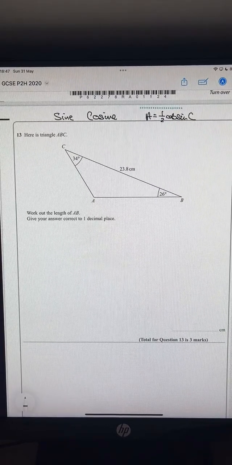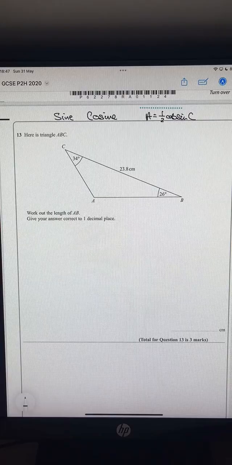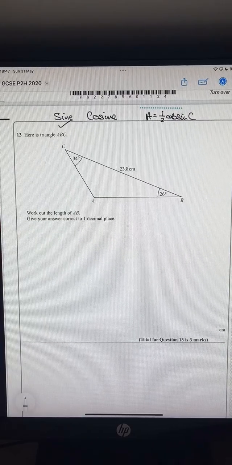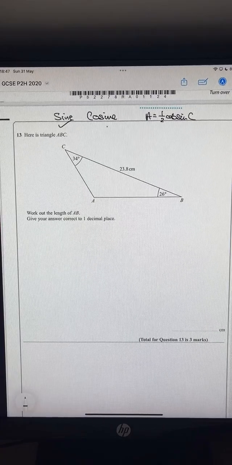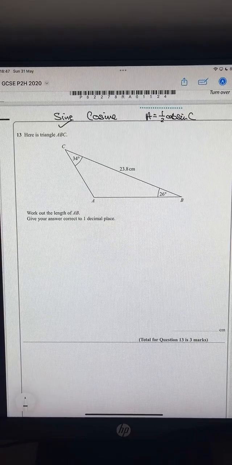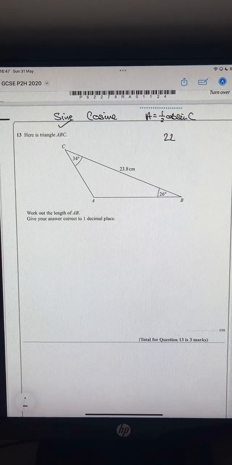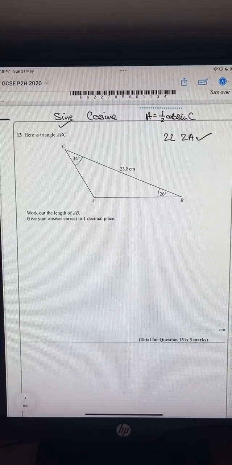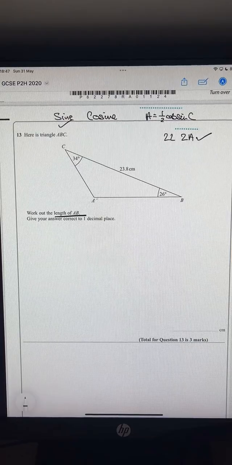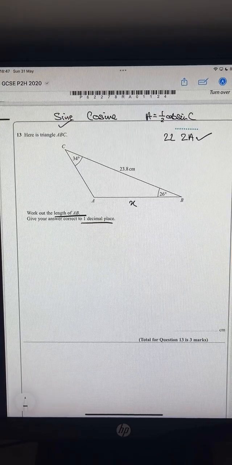So some people are saying, is it sine rule? You guys are 100% correct. So it is going to be the sine rule. Why? You use the sine rule if you've got 2 lengths and 2 angles. You use the cosine rule if you've got 3 lengths and 1 angle. Those are your minimum requirements. So for sine rule, you need 2 lengths and 2 angles. So that's why we're going to use that. So we need to work out the length of AB, which is this side here. So that's going to be x, and give your answers to 1 decimal place.